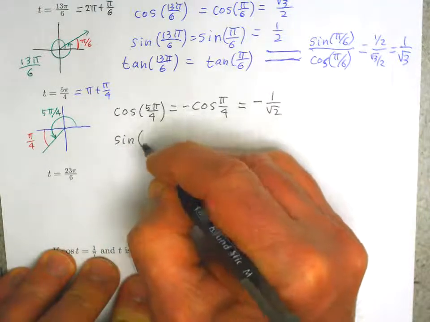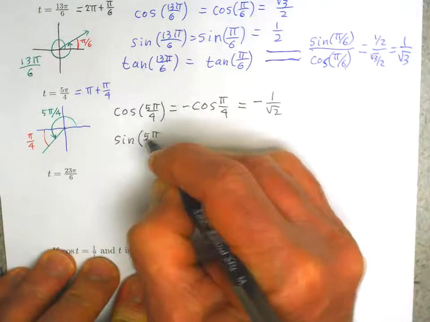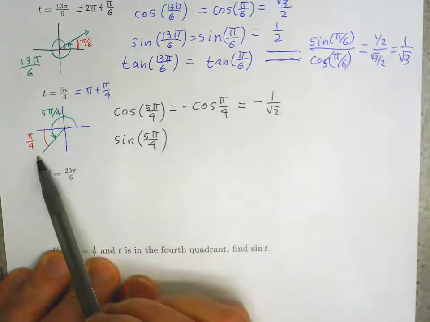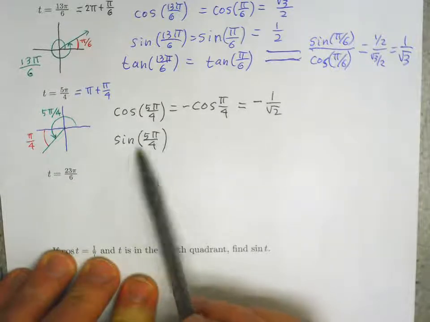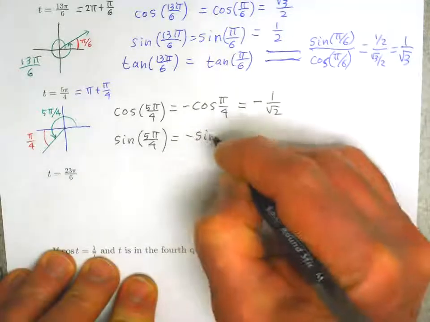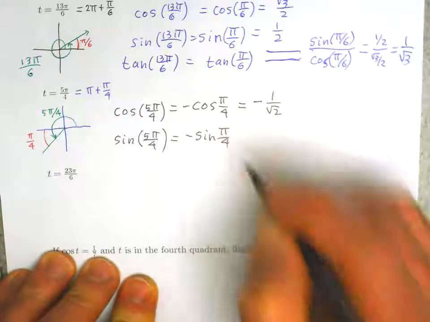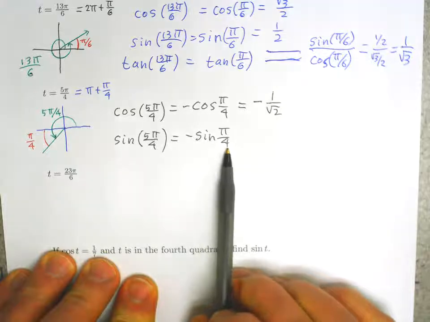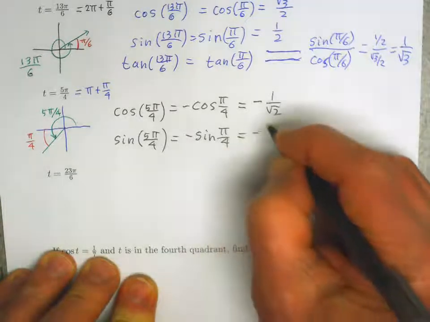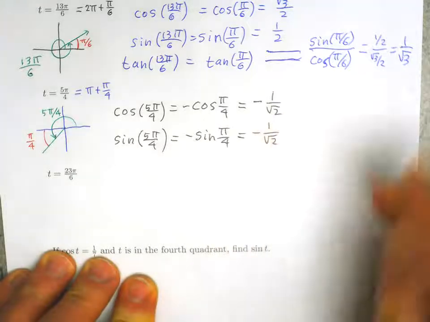Sine of 5 pi over 4. Well, in the third quadrant, sine is also negative. So sine of 5 pi over 4 is equal to the negative of sine of pi over 4. And sine of pi over 4 is also 1 over the square root of 2. So this will be equal to negative 1 over the square root of 2.